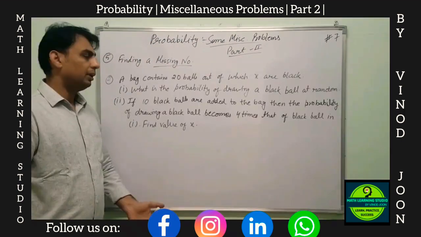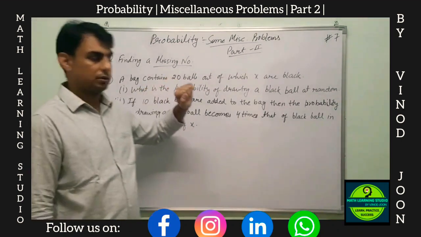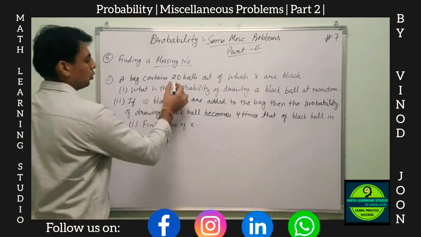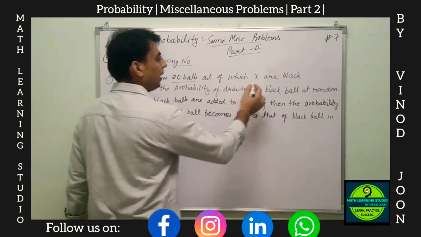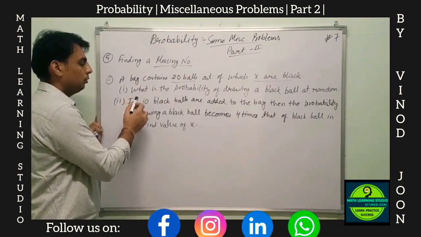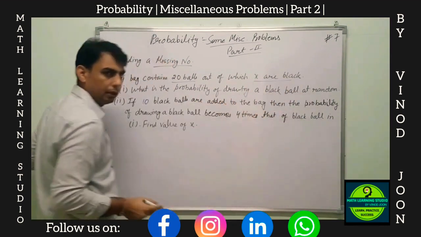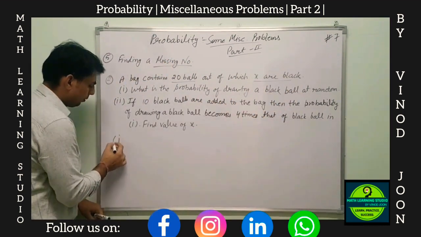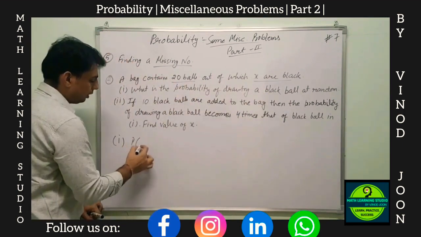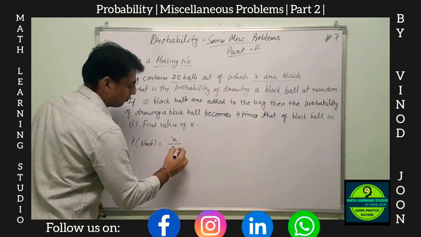We have the second example based on the missing numbers. It says that a bag contains 20 balls, out of which X are black. So in this example, we have the total number of balls given as 20 and out of which X balls are given as black balls. Okay. What we have to do is first find what is the probability of drawing a black ball at random. तो पहले वो जो कर देते हैं भाई, black balls are X out of total 20. So the probability of black in first condition will be X out of 20.